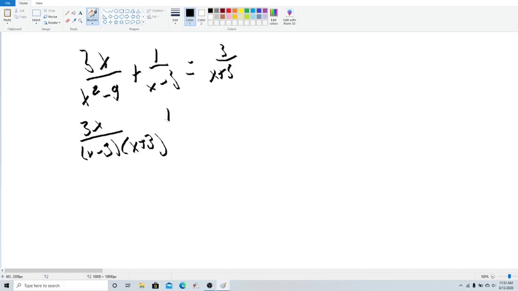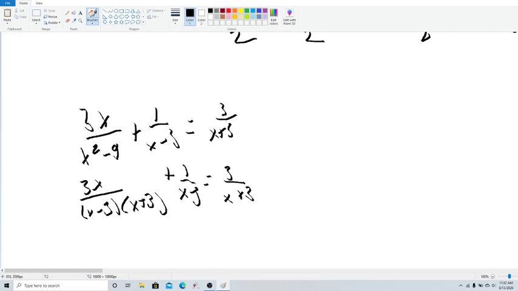And we're going to put 1 over x minus 3 is equal to 3 over x plus 3. Okay, so we know x cannot be positive or negative 3, so I like to write that out actually. So x cannot equal 0, so x cannot equal negative 3 or positive 3.